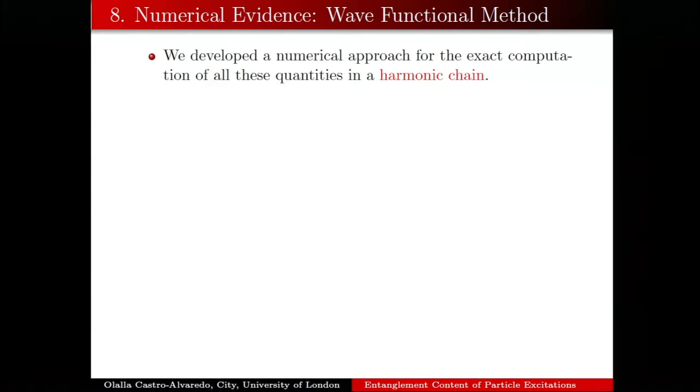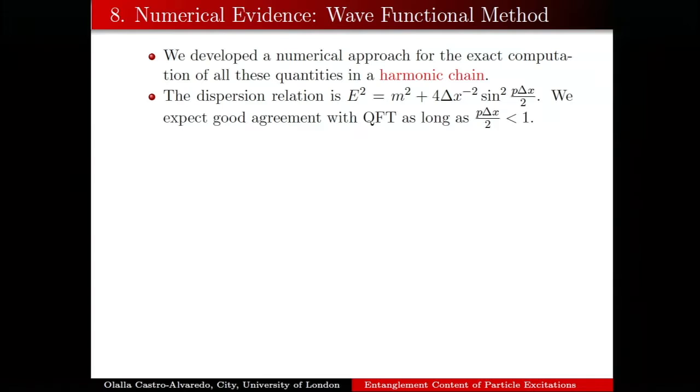The method we used, we call it the wave functional method. It's a numerical exact diagonalization method for a system, the harmonic chain, which is a discrete version of a massive free boson. So we looked at the boson in this case. The harmonic chain is a discrete system with a dispersion relation that is non-relativistic a priori, where Δx is the lattice spacing and p is the momentum. You expect that if pΔx/2 is rather small, this should reproduce the quantum field theory behavior. This is the QFT regime, which is the regime we probe in our calculation, so we expected to recover our results here.